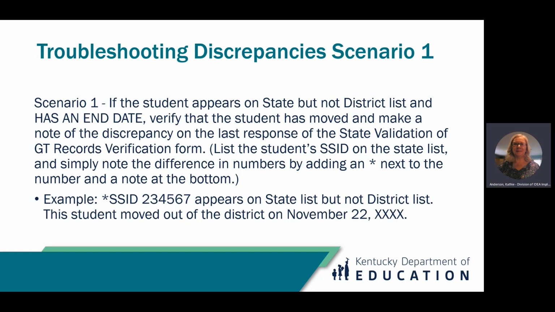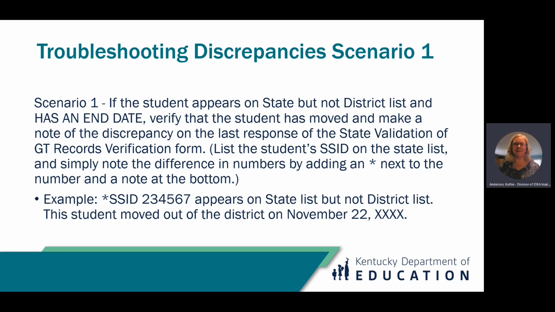Troubleshooting discrepancy scenario number 1. If the student appears on the state but not district list and has an end date, verify that the student has moved and make a note of the discrepancy on the last response of the state validation of GT records verification form. List the student's SSID on the state list and simply note the difference in numbers by adding an asterisk next to the number and a note at the bottom. Please see the example listed on this slide.